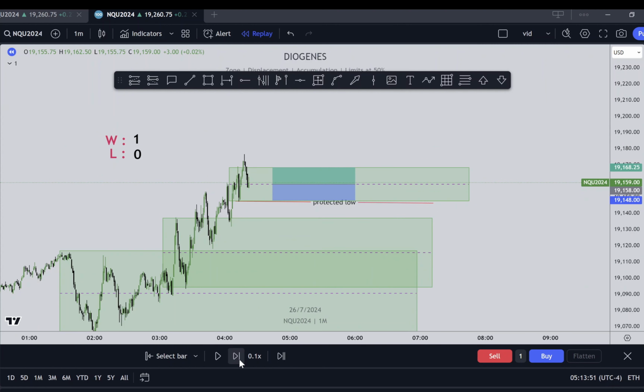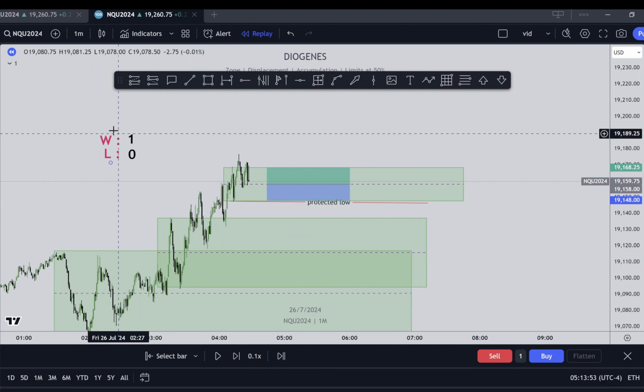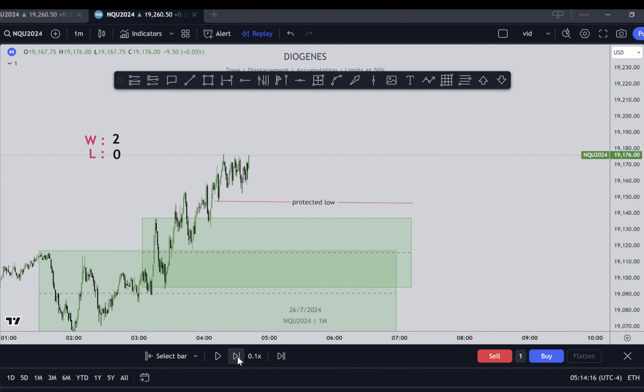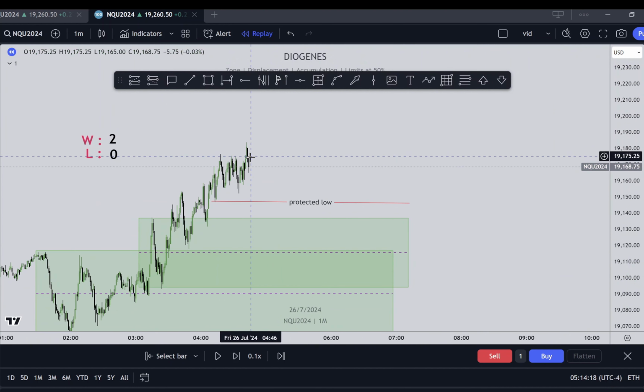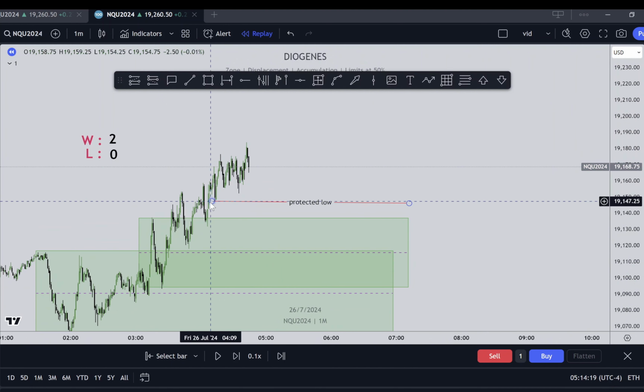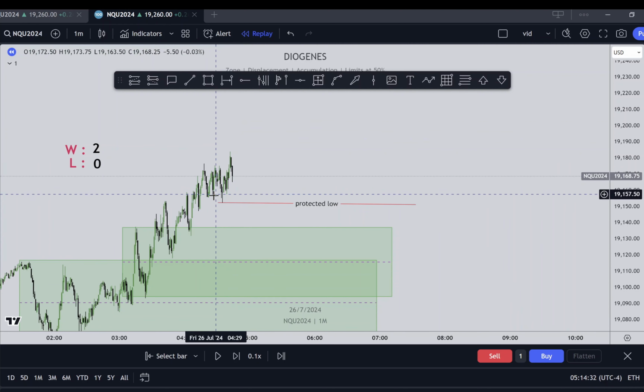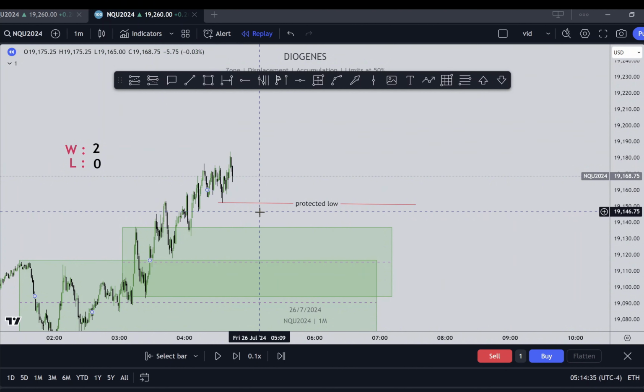Let's play. Win. Another win. Okay, let's keep playing price. So we close above the zone to make this our new protected low. And what I like about this protected low is that it took this liquidity.